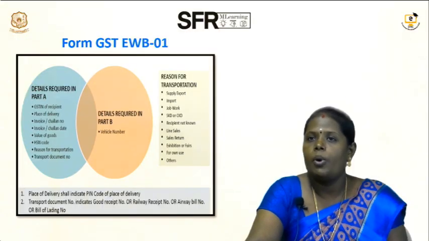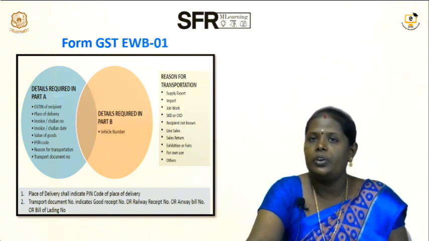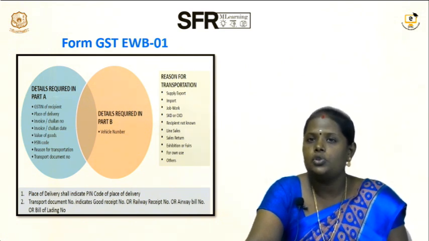Then let us know what are all the contents in the form GST EWB 01. The vehicle number we have to fill in, what goods are to be supplied, for which purpose, the place of business; all those details have to be given in Part A. Part B is mainly for transportation, vehicle number and transporter details. For the purpose of supply, we have to mention whether it is for business or trade, for what purpose we are transporting.